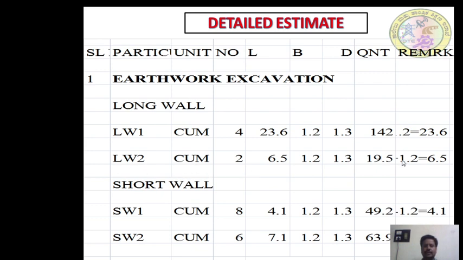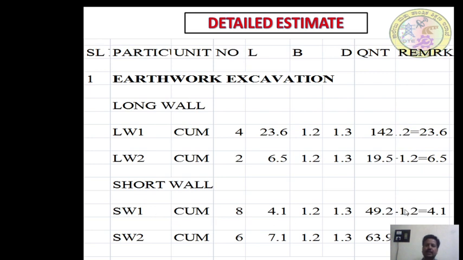So two numbers. The second one is 5.3 plus 1.2, which gives 6.5. So the length is written as 6.5, the width 1.2, and the depth 1.3. The depth is the same, from ground level to the bottom of the bed concrete. And of the same type, consider short wall SW1. So SW is eight numbers.